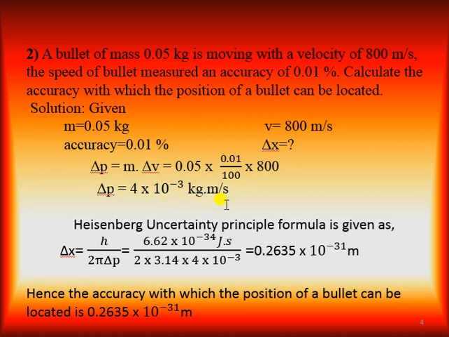Now Heisenberg uncertainty principle formula is delta x equal to h upon 2 pi into delta p. This is the substitution. Here delta p is 4 into 10 to the power minus 3. It is equal to 0.2635 into 10 raised to minus 31 meter. Hence, the accuracy with which the position of a bullet can be located is 0.2635 into 10 raised to minus 31 meter.